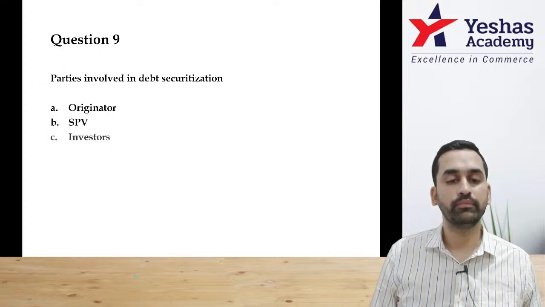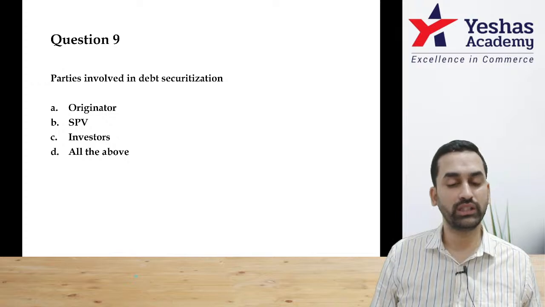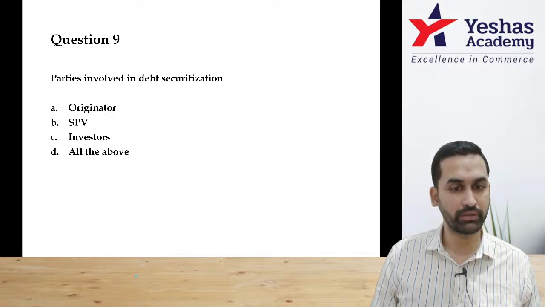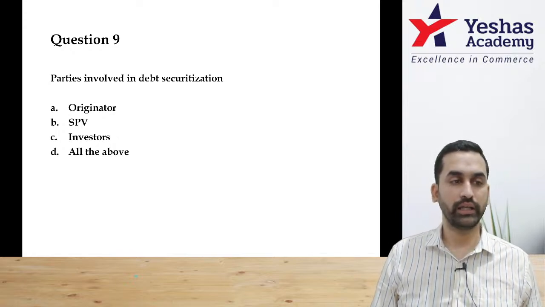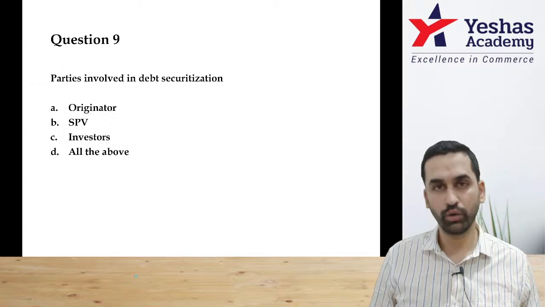Question 9. Parties involved in debt securitization. Originator, special purpose vehicle, SPV, special purpose vehicle, investors, all of the above. Sir, I think this is all of the above. Why all of the above?